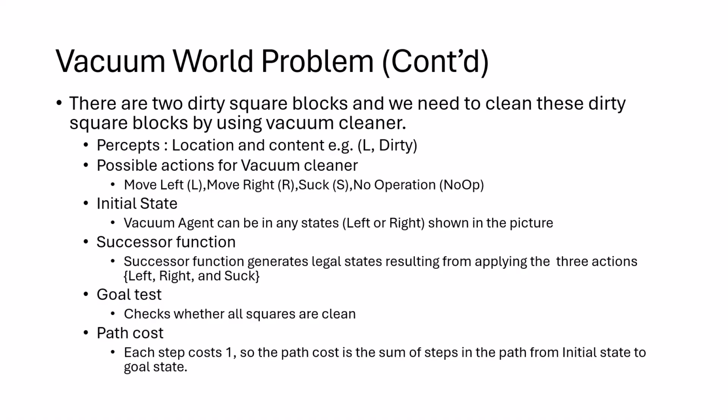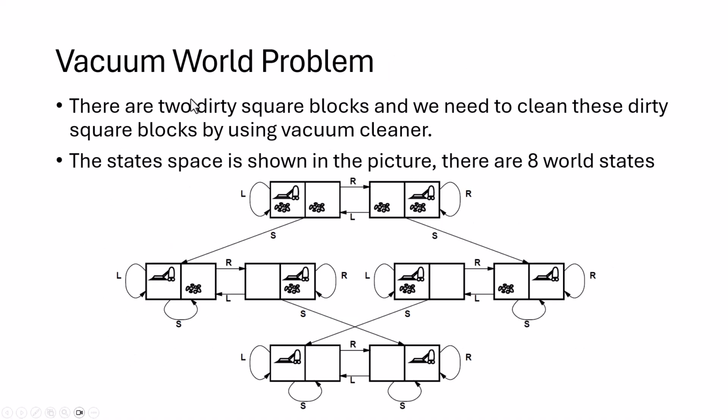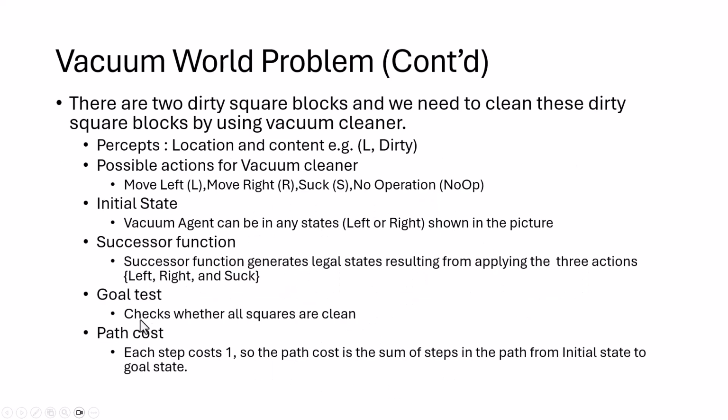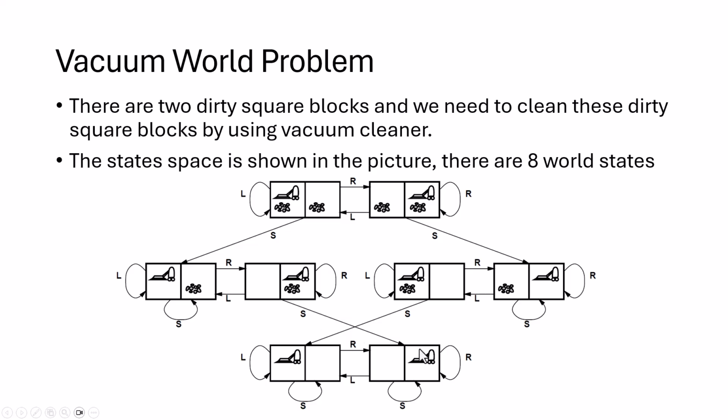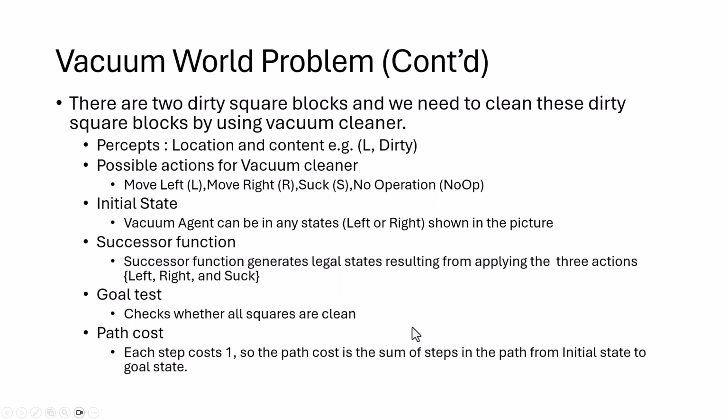So the successor function generates legal states resulting from applying the 3 actions, left, right, and suck. So the successor function actually applies the action and generates a new state from one state. Goal test checks whether all squares are clean. That's the goal test, it will check whether all squares are clean or not. The path cost will be measured by each step costing 1. So the path cost is basically the sum of steps in the path from the initial state to the goal state.